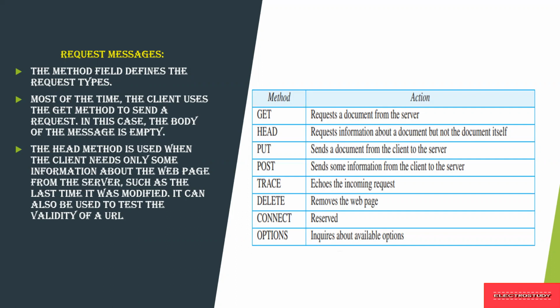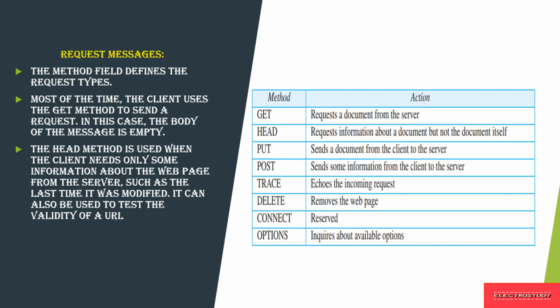There are different methods that are followed. These are the different methods: get, head, put, post, trace, delete, connect, option. The get method means the document is requested from the server. If a head request is sent, it requests the information about the document but not the document itself.